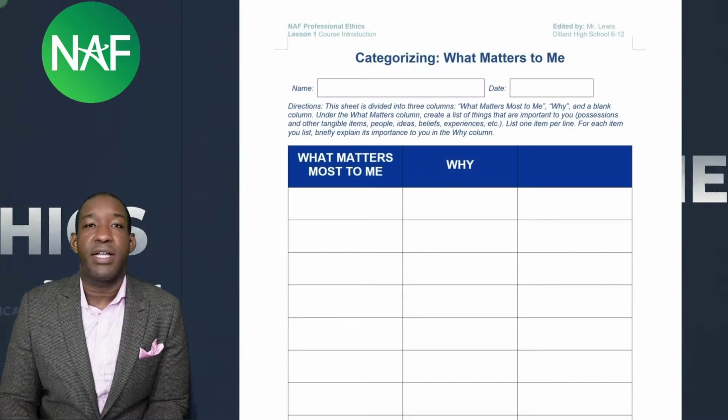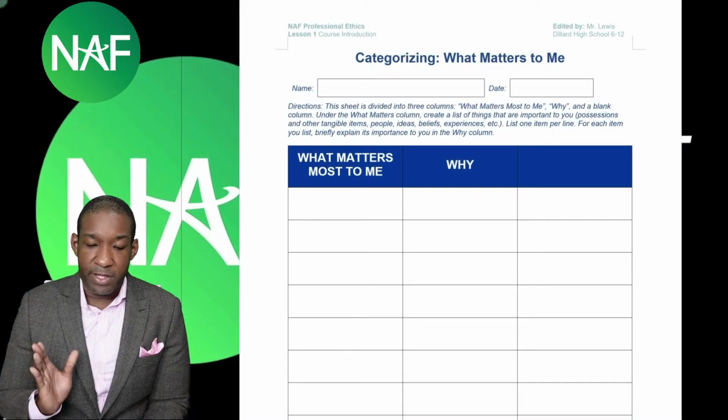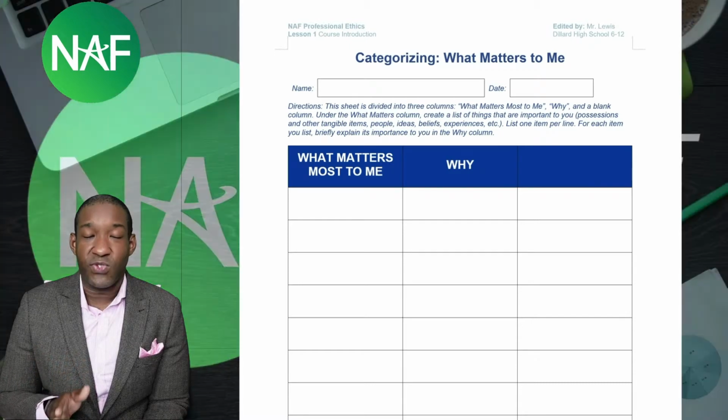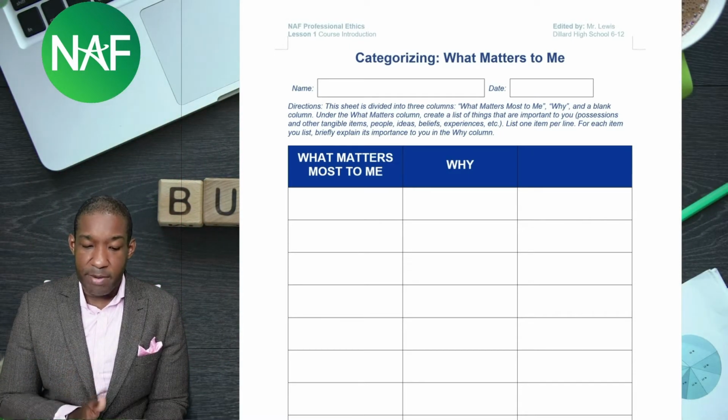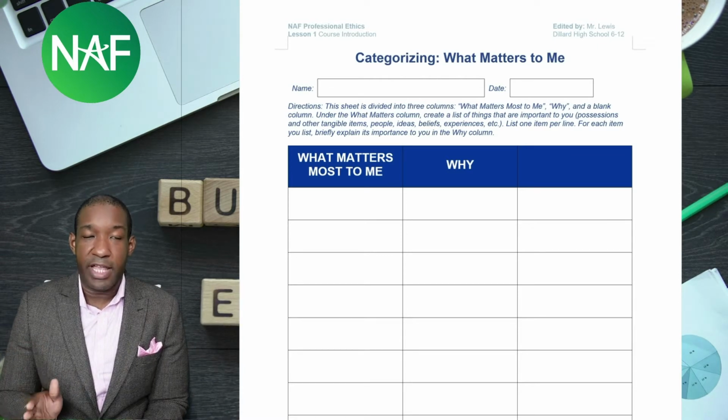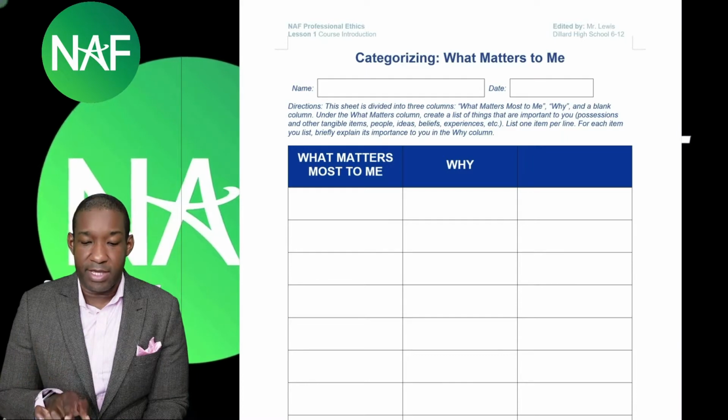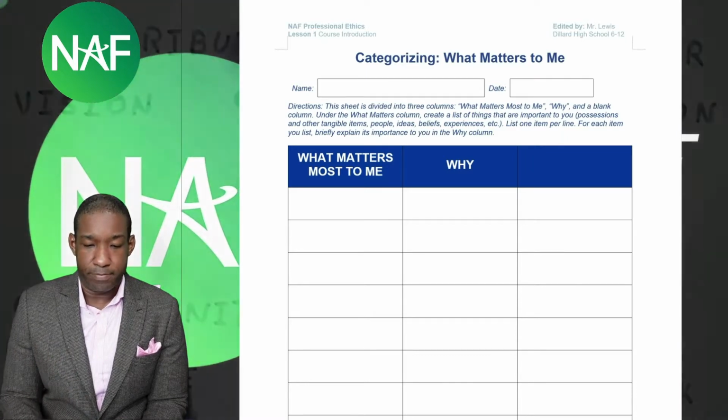Once again, if you're in class with me, you will be filling out your information on this worksheet, which already has the 3 columns. The first column, what matters most to me. The second column, why, and that third blank column. So you will be filling it out in this worksheet here.